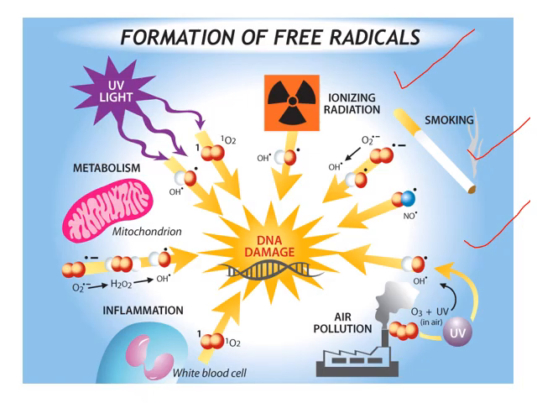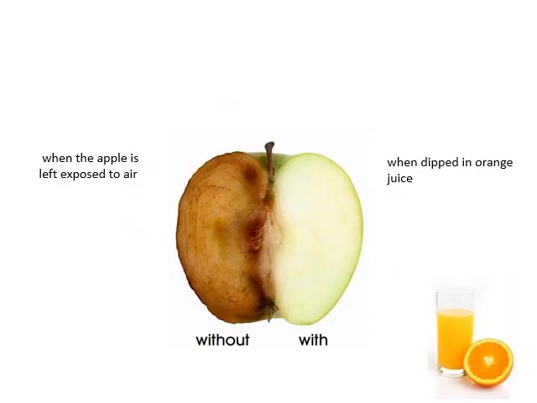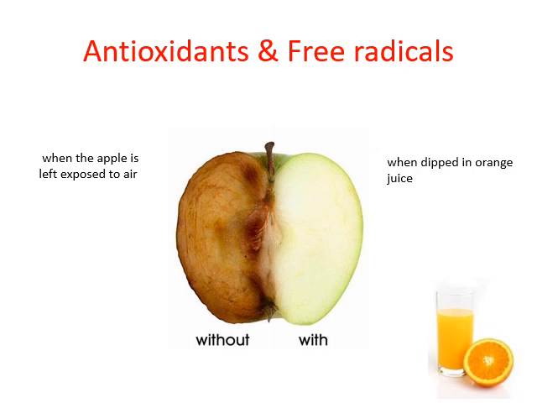for formation of free radicals. So here is a picture of an apple. The left side is exposed to air, and the right side is dipped in orange juice. So what do we understand from that? It is the presence of antioxidants which causes the inactivation of the effect of free radicals. So we can understand that without antioxidants, it will be a very dangerous condition, or it causes multiple deleterious effects in the human body. This figure is given just as a symbol of the presence of antioxidants which can reduce the deleterious effect.